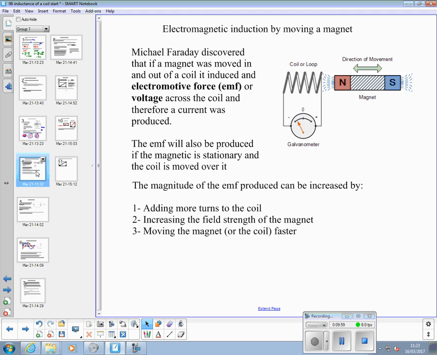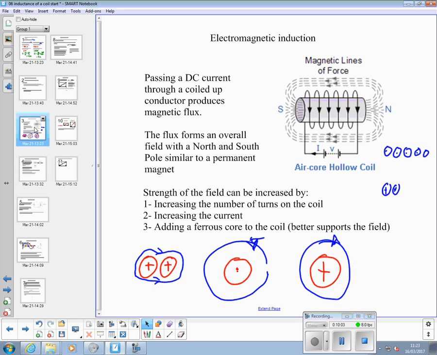So, electromagnetic induction, oh hang on, just go back to that previous slide. These points are important here. The strength of the field can be increased by increasing the number of turns on the coil, by increasing the current, or by adding a ferrous or iron-based core into the middle of the winding. So you actually improve the magnetic circuit. Okay, so that's what the strength of that field will depend on.